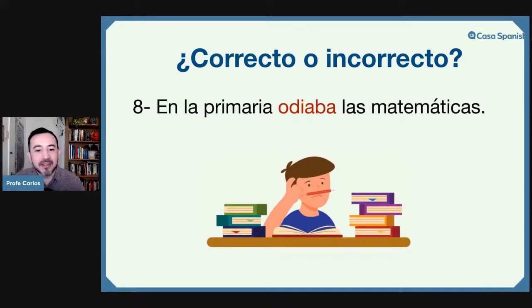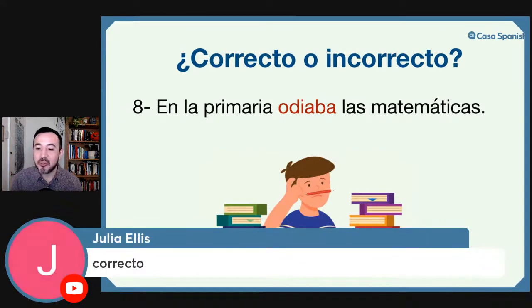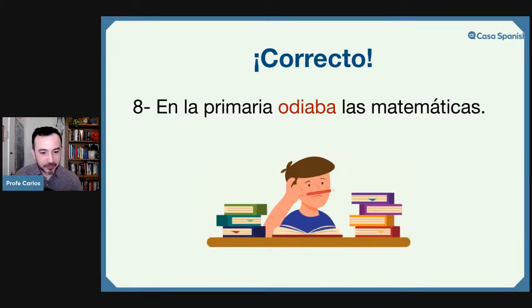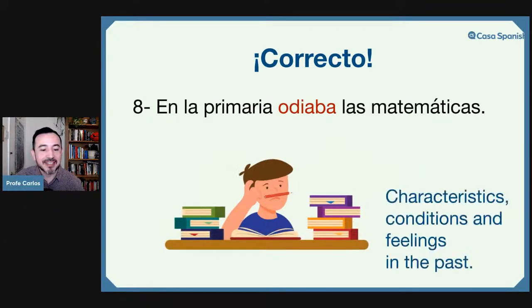What do we have? Correcto, incorrecto. Oh, and this is the verb odiar, of course, which is the opposite of amar. We have our answers. Hazel says correcto. Len correcto. Julia correcto. Terry correcto. And you are all correct. Correcto. En la primaria odiaba las matemáticas. Muy bien, es correcto. This is a feeling. The verb odiar, to hate. Of course, we're talking about feelings in the past, so we would favor the use of the imperfect as well. Excellent.